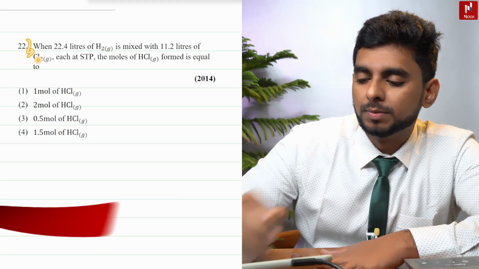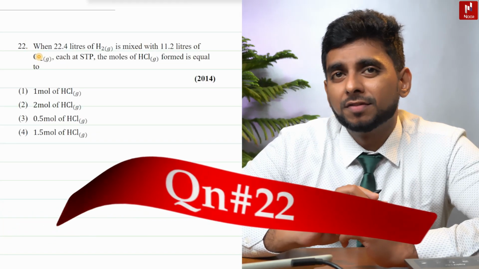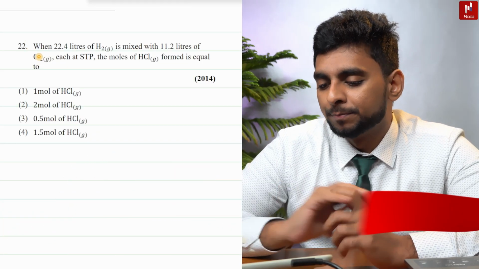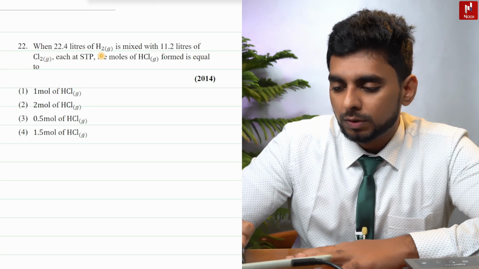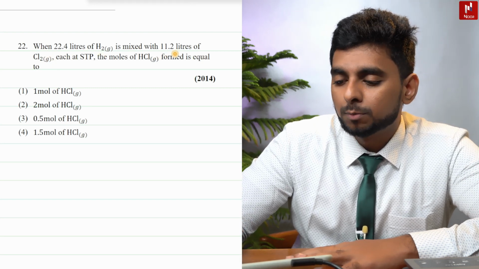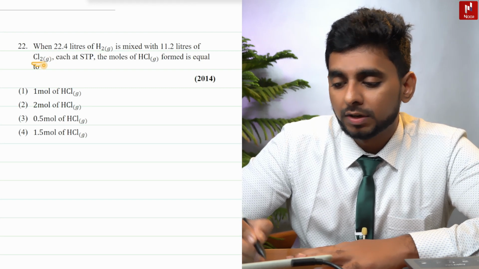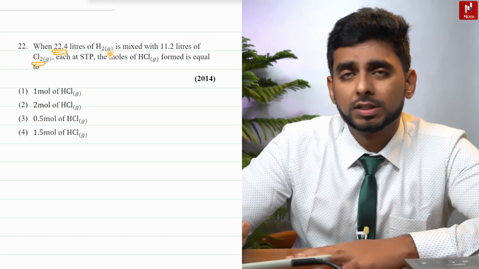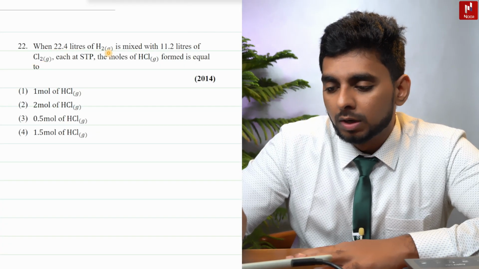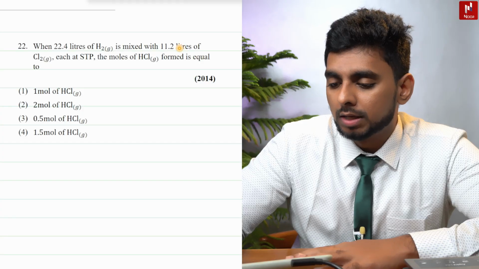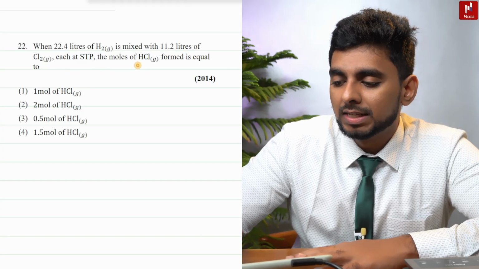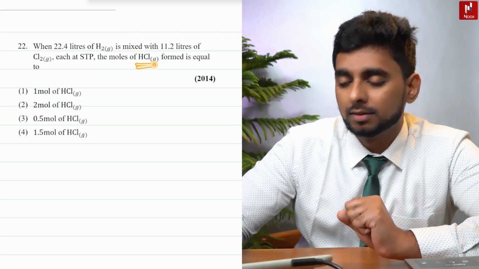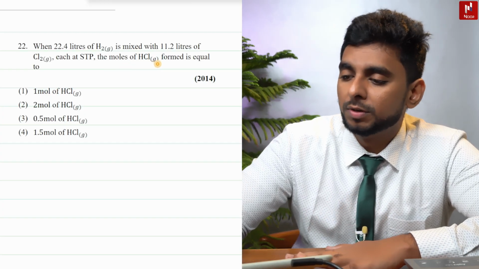This question is based on the limiting factor of the reactant that is present, okay? Let me read the question. When 22.4 liters of H2 gas is mixed with 11.2 liters of chlorine. Fine, so you've got 22.4 liters of H2, which means 1 mole of H2 gas, mixed with half mole of chlorine gas, each at STP. The moles of HCl gas formed is equal to. So I'll have to get how many moles of HCl are formed.